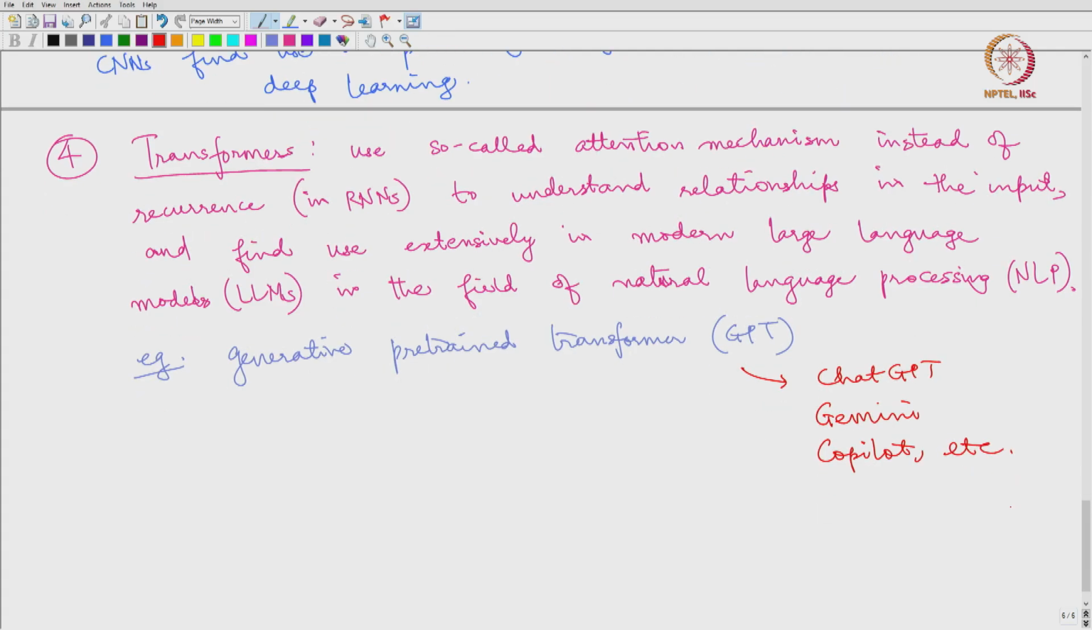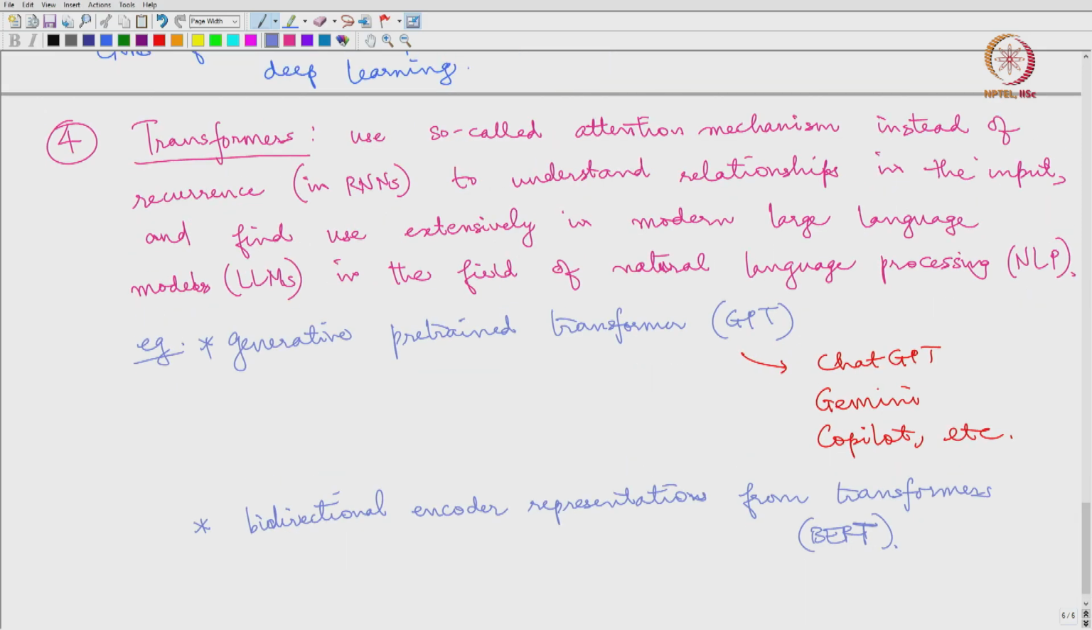So, the GPT architecture falls within the class of transformers, and then the other example is called bidirectional encoder representations from transformers, BERT, and there are various other examples.